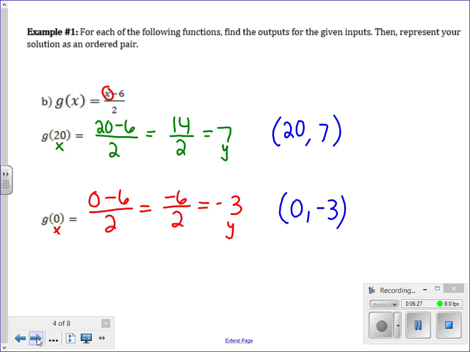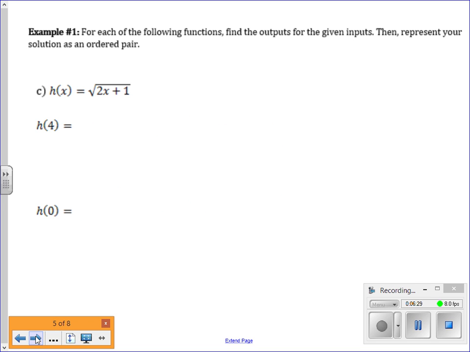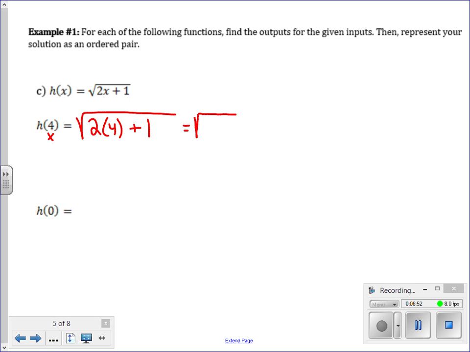All right, last one for this example is C, h of x. H of x equals square root of 2x plus 1. I'm going to start the same way as the others. H of 4 gives me 4 as an x value. So underneath this square root, I'm going to take 2 times 4 plus 1. It's still all under the square root, and 2 times 4 is 8 plus 1. Well, 8 plus 1 is 9, and I have the square root of 9.